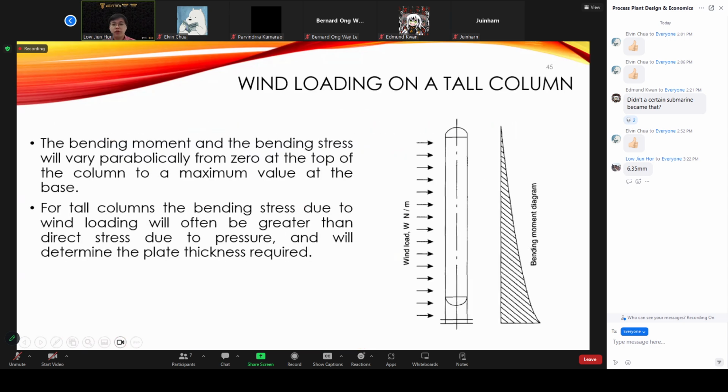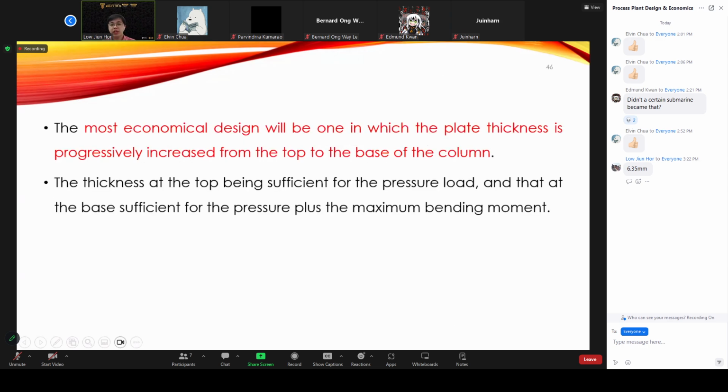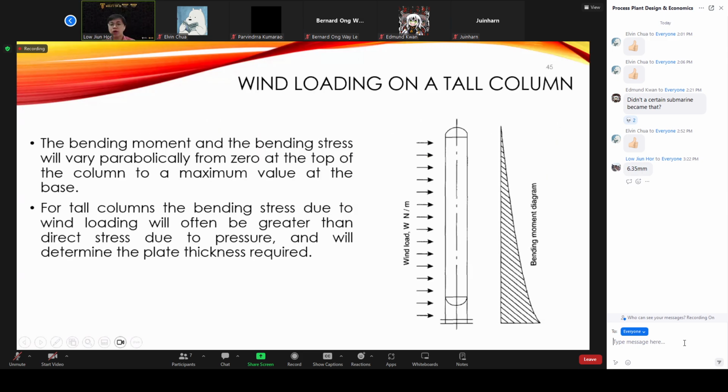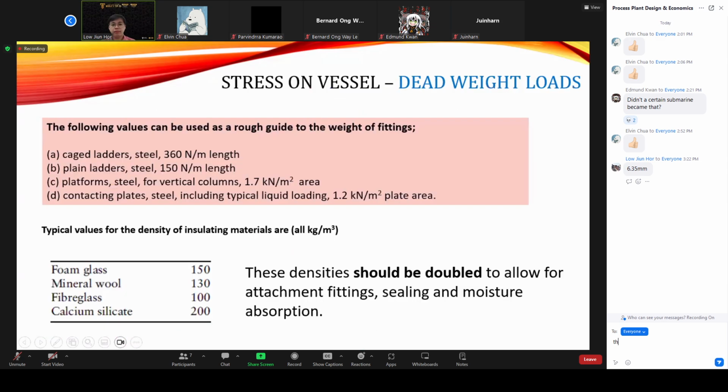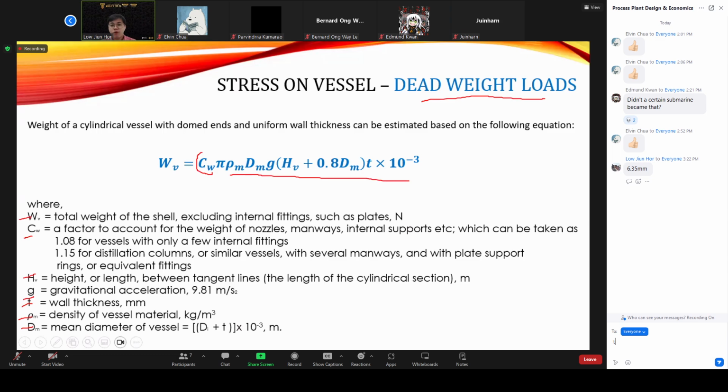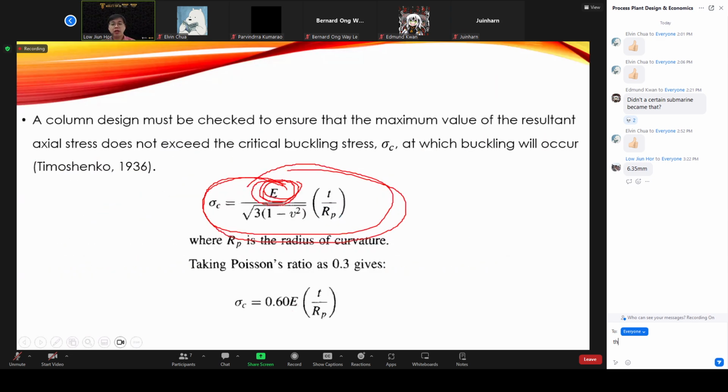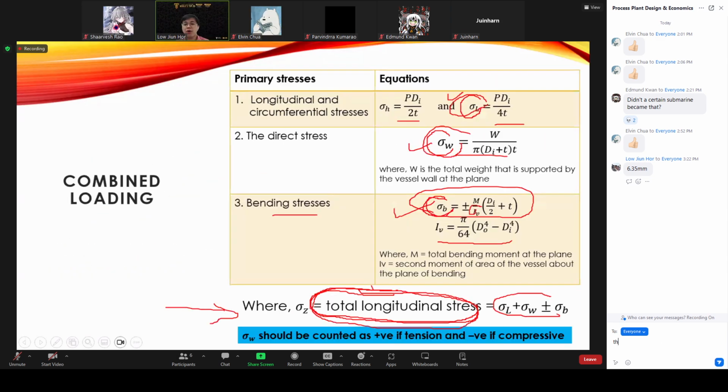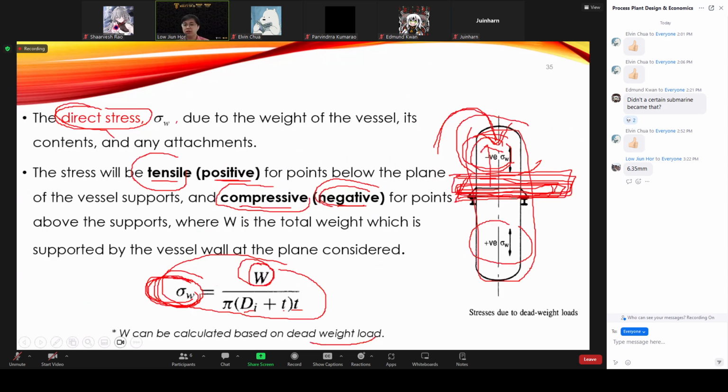For this one, the wind load, I will explain by using our tomorrow tutorial question. So far we only cover the wind load, dead weight load, and also the different stresses that can be found on the surface of our pressure vessel.